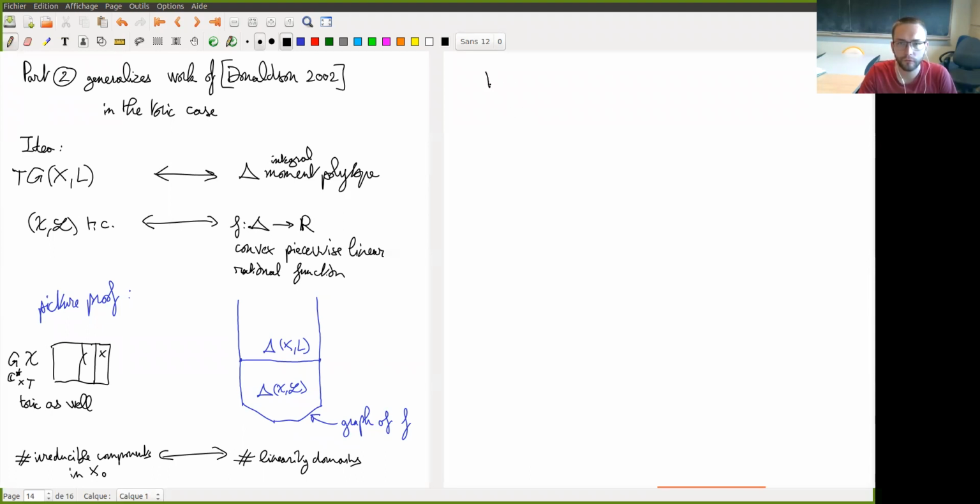Then you can also compute the Donaldson-Futaki invariant. It turns out to be quite easy to express on the moment polytope. I should put a constant here, it doesn't matter. But it looks like this. It's like an integral of the function f on the boundary of the polytope minus an integral of the function f over the interior of the polytope.